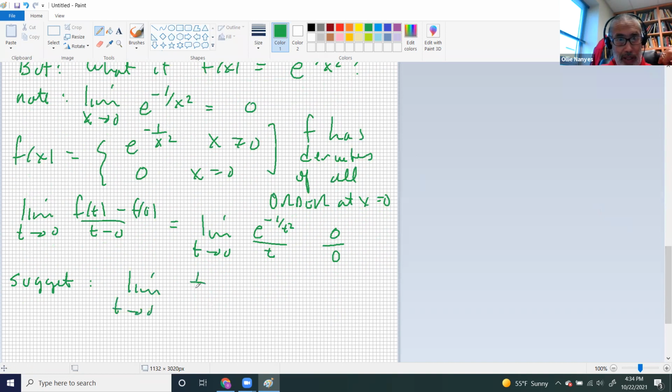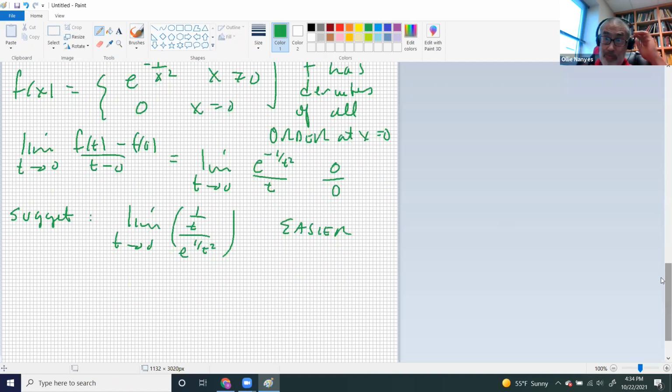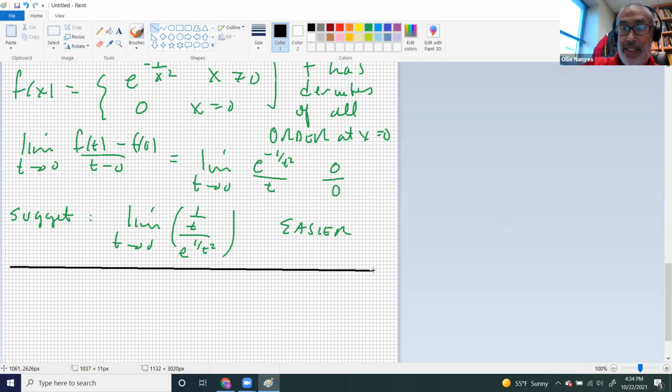Write that quotient like this, where you put this in the denominator. It's easier to do it this way. Then you can find that the limit in fact is 0. I won't do that here because that's not the point of this particular thing, but you find the derivative is 0, and if you keep on using the definition, you're going to find that you get 0 derivatives everywhere. But that's neither here nor there.